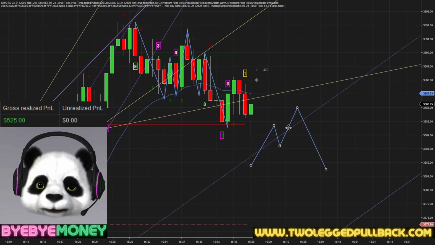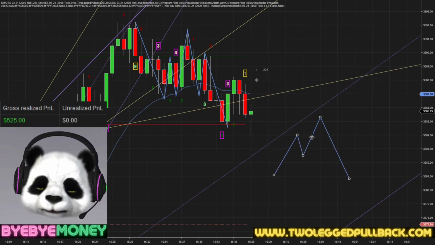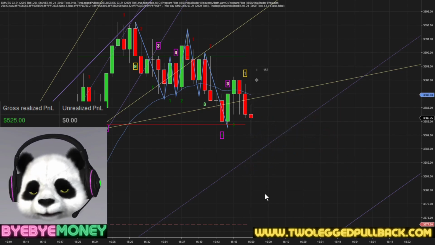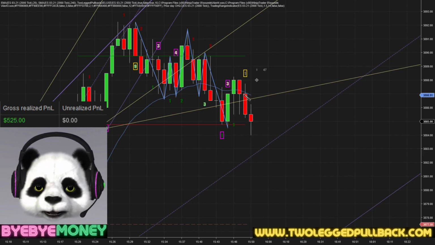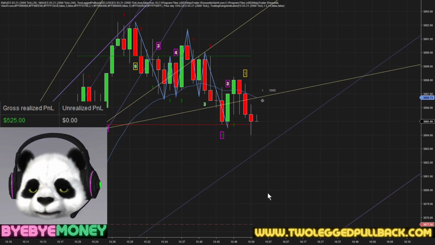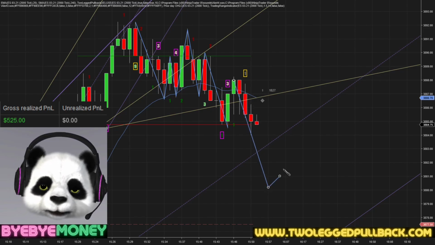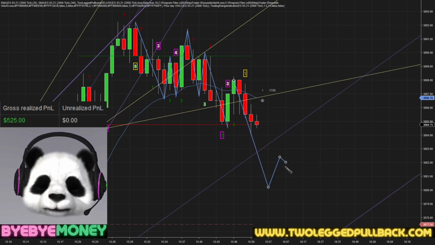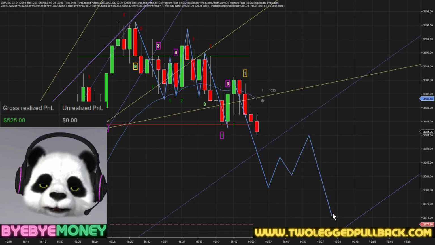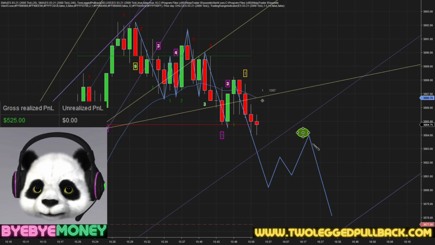I need something like this. I need a breakdown here. Let's just say I'll draw the entire sequence. Strong breakdown. We want a convincing, definitive breakdown. We want a two-legged pullback, and then we're expecting continuation of trend entering here.